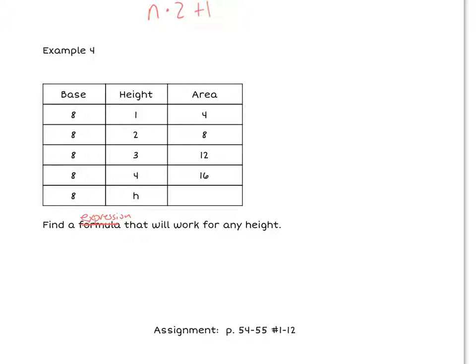This is base and height and area. You have 3 things. So now you've got to think about what's the same on every single column or every single row. The base is 8, 8, 8. The base is always 8. So you're probably going to have an 8 in your expression.